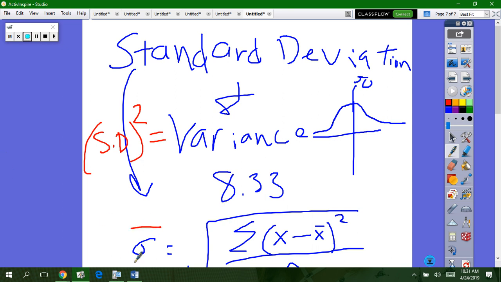Right here, that's sigma. It's the baby of this guy. This is the capital sigma. This is the lowercase sigma. Well, this means sum, right? This means standard deviation.